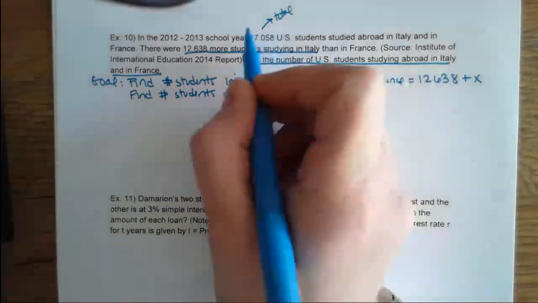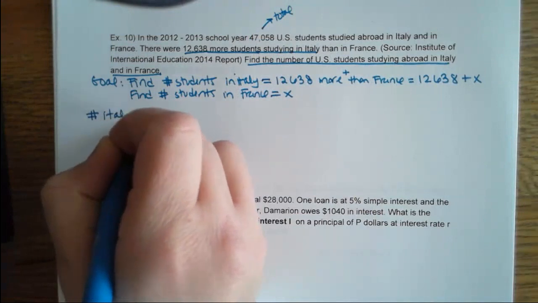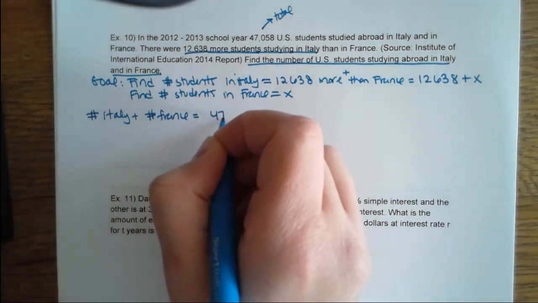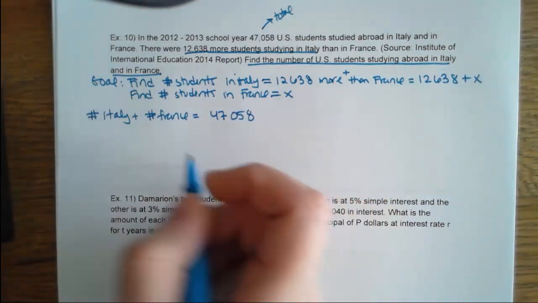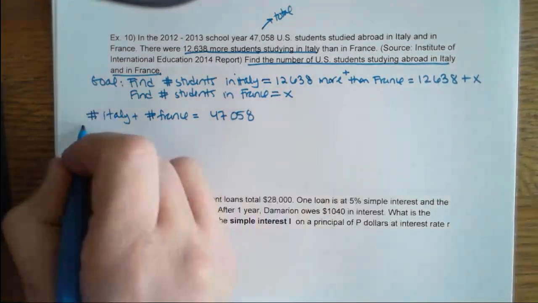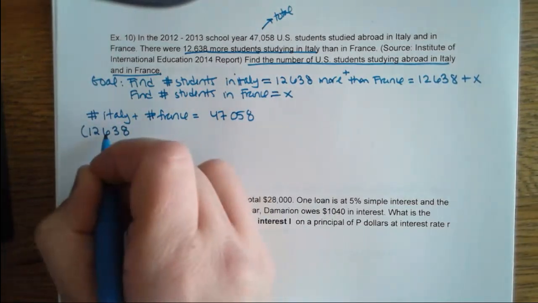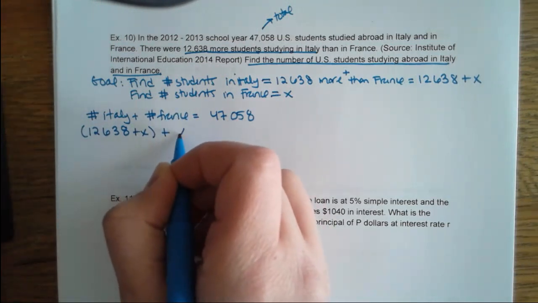The other information I have here is just the total. So the number of students in Italy plus the number of students in France is going to be that total, 47,058. How many students are in Italy? Now I don't know, but I know how I wrote my expression. It was 12,638 plus X, and then the number of students in France was just X.